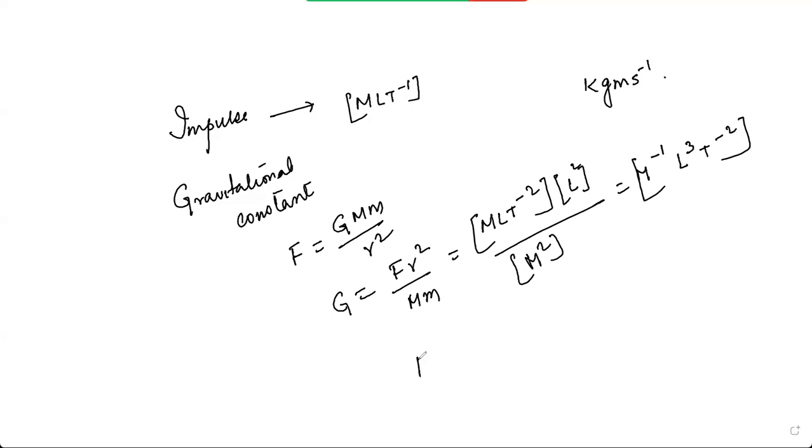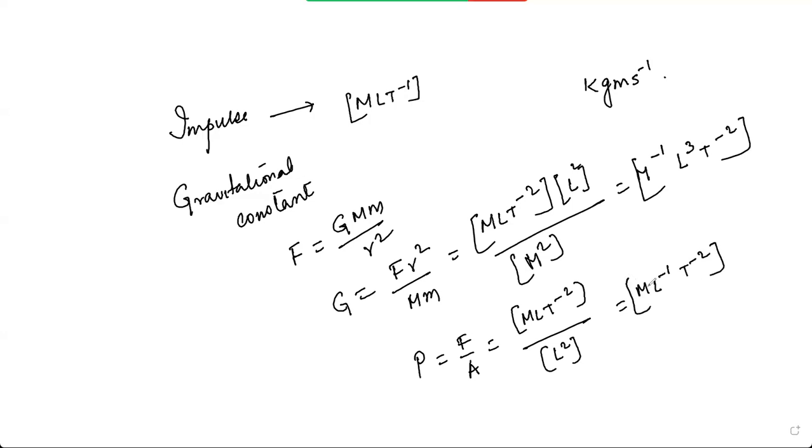In the similar way, dimensional formula of pressure. Pressure is force per unit area. So M L T^-2 by area is length square. So M L^-1 T^-2. Dimensional formula of stress is same as pressure. So in this way, we will study different dimensional formulas in the later chapters also.